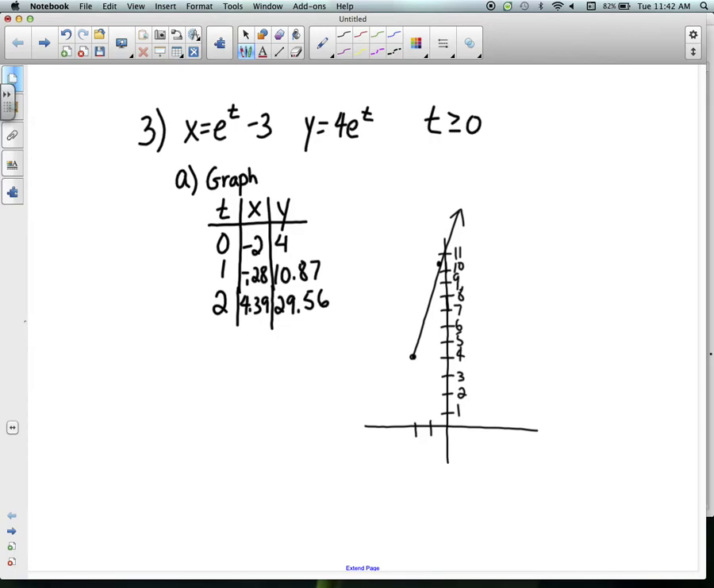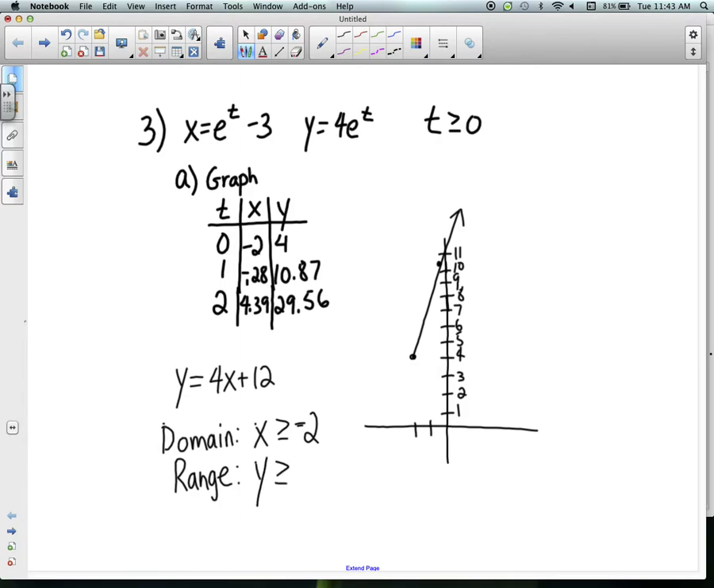Then, as part of this, we had already converted it over to the equation y equals 4x plus 12. But now you want to include the domain and range of this graph. So this graph is going from -2 to infinity, or x is greater than or equal to -2. And the range is greater than or equal to 4. So y is greater than or equal to 4. All right, so that completes that graph.